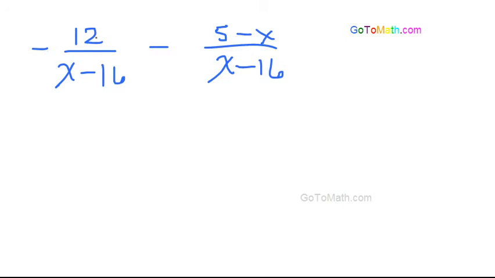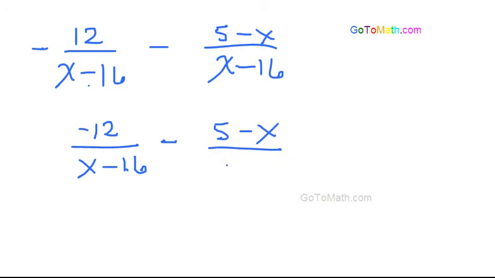Okay, so we have negative 12 over x minus 16 minus 5 minus x over x minus 16. As you can see here, we have a common denominator. Now what I'm going to do here is go ahead and take this negative out front, just bring it into the top. So this becomes negative 12 over x minus 16. And then we're going to have, you know what, I guess I won't skip any steps. Just rewrite the problem.